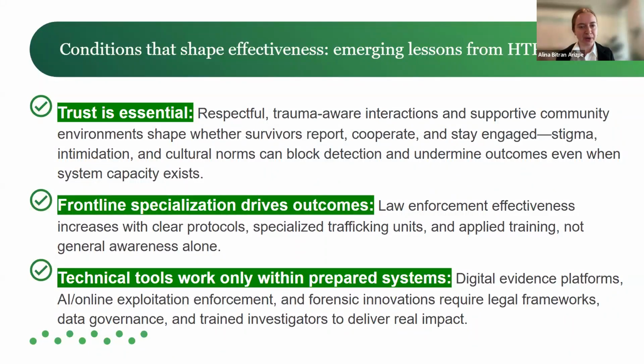It's not just about the general awareness, but about actually being able to adapt some of these interventions with the specific human trafficking specialization. And then finally, technical tools work only within prepared systems. We are currently in the AI era, and what we need to do here is make sure not just taking AI and applying it blindly, but actually making sure that it's being applied to a system that is ready, that is prepared to take on this capacity. So AI, online exploitation enforcement, forensic innovation require strong and robust legal frameworks, data governance, and trained investigators to actually be able to deliver true impact.